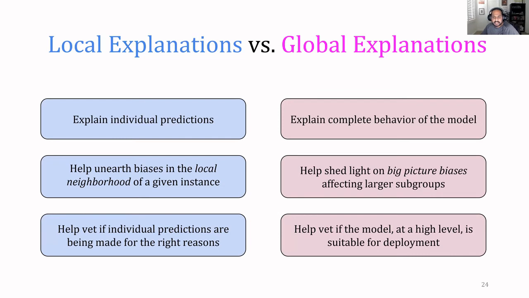And finally, the local explanations can help vet individual predictions, whether they're being made for the right reasons or not. And sometimes through local explanations, you get an idea of what's happening globally, whereas global explanations are only trying to vet the whole model at an aggregate level. Okay. So we're going to be mostly focusing on local explanations. Work on global explanations is slightly lagging behind local explanations from my view, but there has been some interesting work there. We just won't touch that too much today.